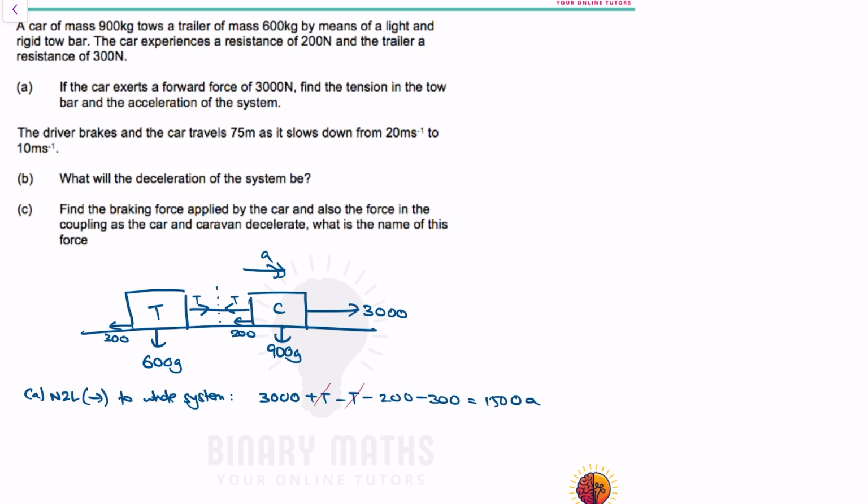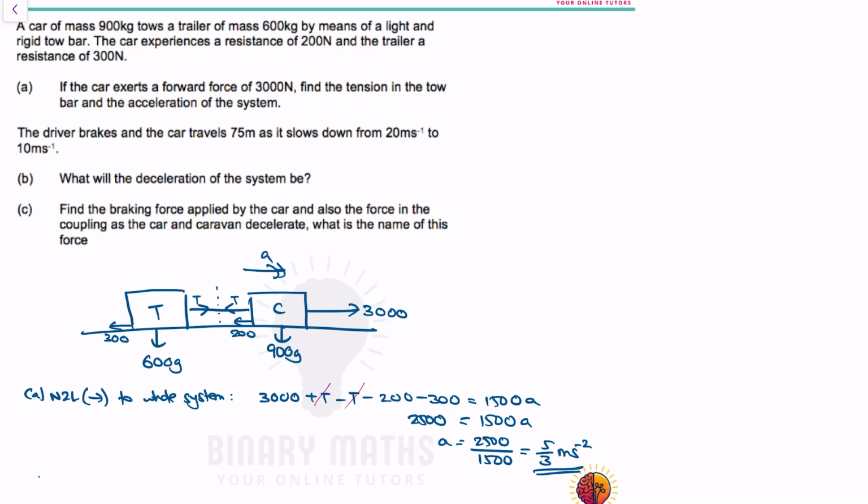The T's cancel out. What we end up with is 2,500 is equal to 1,500 A. So A is equal to 2,500 divided by 1,500, which works out to be 5/3 meters per second squared. But we're also trying to find the tension.